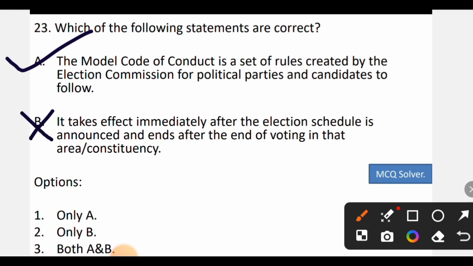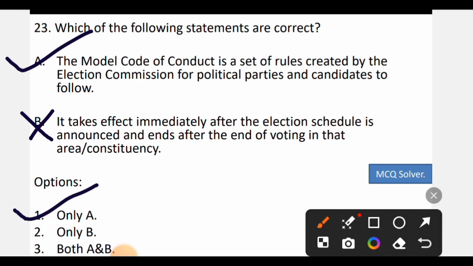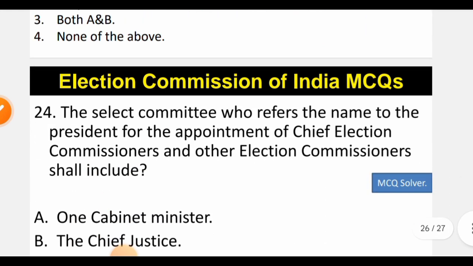It is incorrect because the model code of conduct gets implemented once the Election Commission of India announces the dates of election, but it remains in force until the results of the elections are declared. So B is an incorrect statement. So the correct option will be option number 1, that is only A. Now let's move to question number 24.